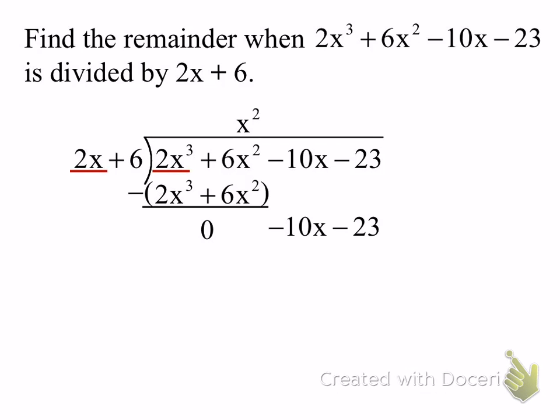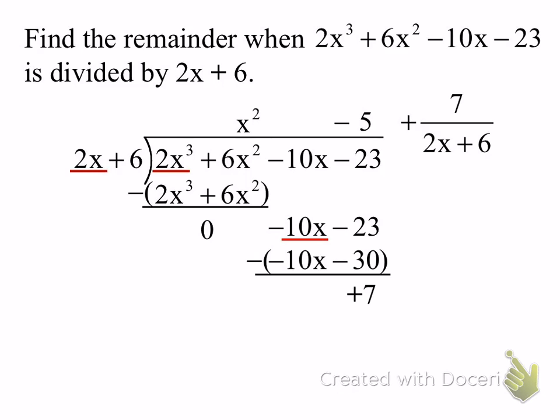And 2x goes into negative 10x how many times? 5 times. Okay, plus or negative? Negative 5. And I'm doing negative 5 times this is negative 10x, negative 30. Subtract the whole thing. Take the remainder, and where does it go? Over the divisor, yes. So it's x squared minus 5 plus 7 over 2x plus 6.